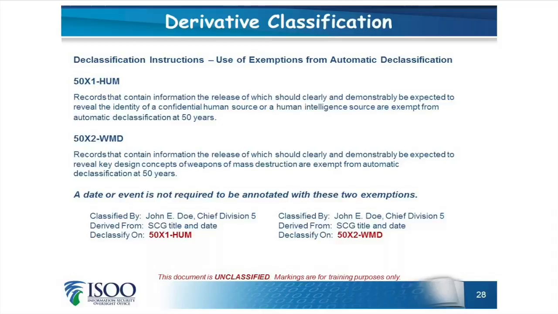If an original classification authority is classifying information that should clearly and demonstrably be expected to reveal key design concepts of weapons of mass destruction, the duration shall be up to 75 years and shall be designated with the following marking, 50X2-WMD. These are the only two exemptions that can be used on originally classified documents and do not require an associated date with the exemption category. These exemptions can be carried over to a derivatively classified document.